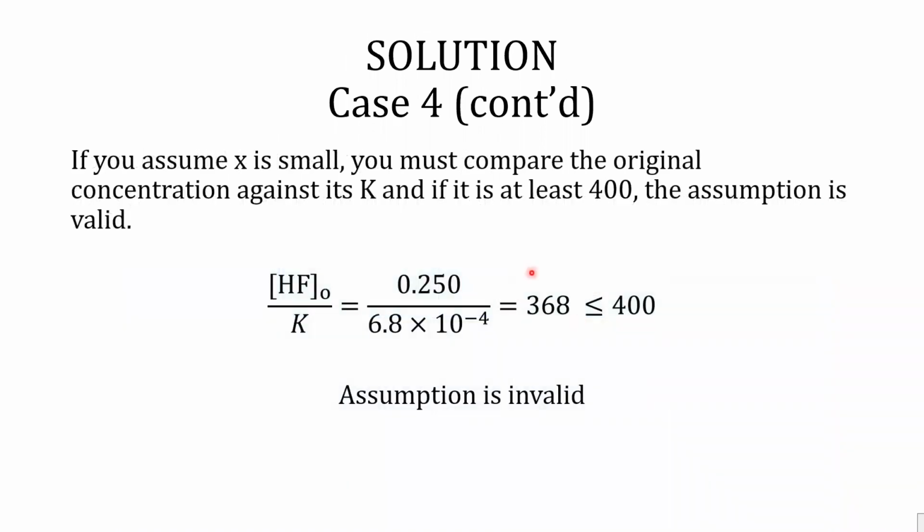If you assume x is small, you must compare the original concentration against its K value. If the ratio is at least 400, the assumption is valid. In this case, the ratio equals 368, and since it is less than 400, the assumption that x is small is invalid. You have to solve for x either by successive approximation or by the quadratic equation.